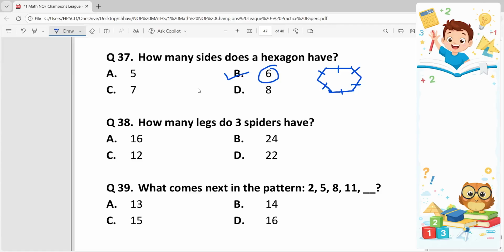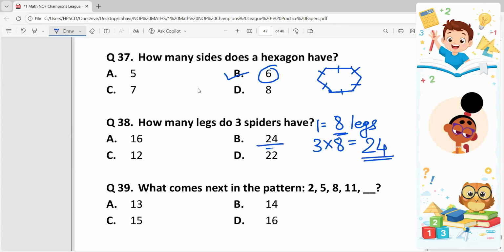How many legs do 3 spiders have? Basically, spiders have 8 legs. This is the thing to remember, that spiders have 8 legs. Now, one spider has 8 legs. So for 3 spiders, how many legs will it be? 3 into 8. 8 ones are 8, 8 twos are 16, 8 threes are 24. So the correct answer is B, 24.